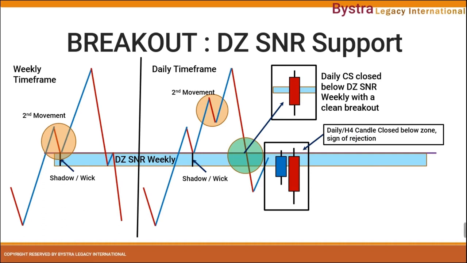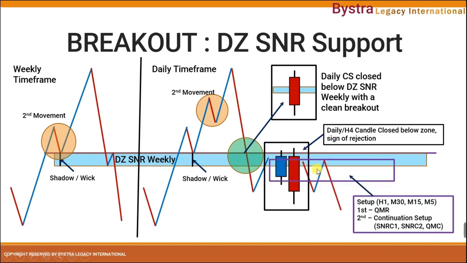Once there is a confirmation of rejection, then we should look for a setup in this area. The setup would be at the time frame of H1 and below. So if the confirmation of rejection is at the daily time frame, we can look for the setup at the H4 time frame and below. So let's look at the example on the chart.